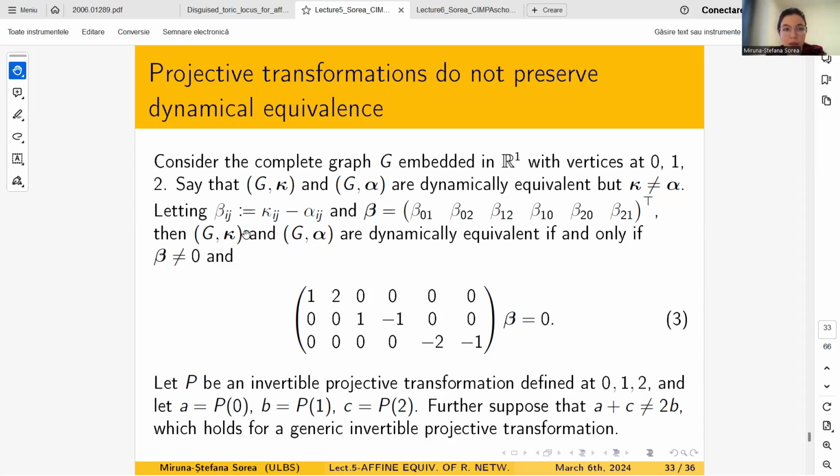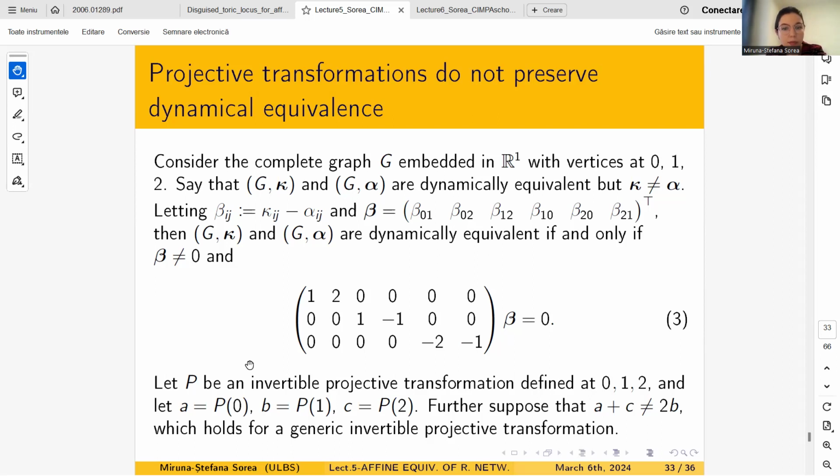So G with K and G with alpha give rise to dynamically equivalent systems if and only if beta is not 0, and you get these relations 3 here.